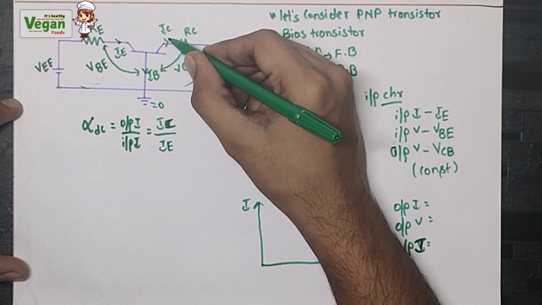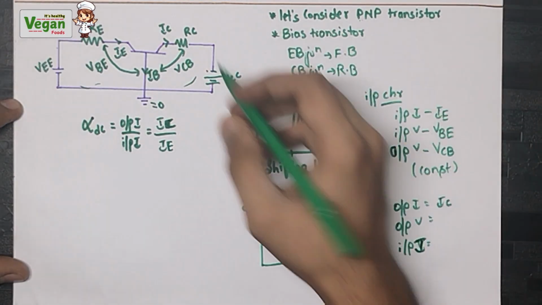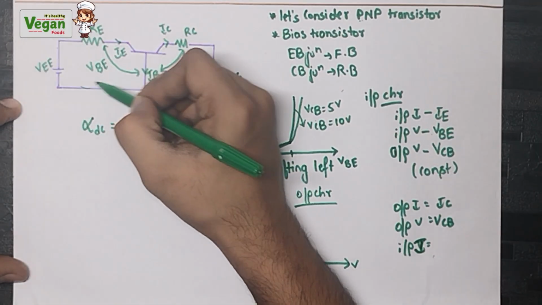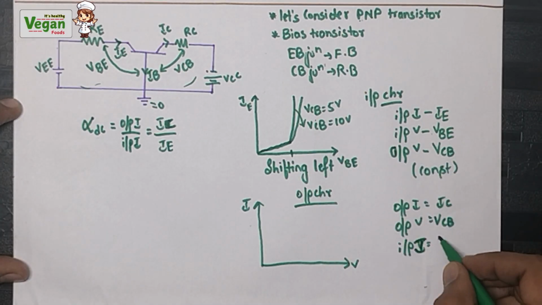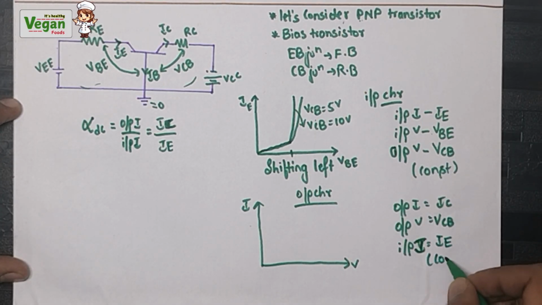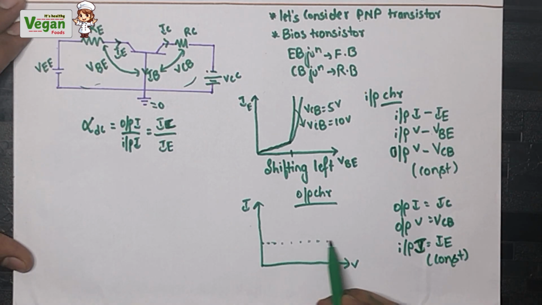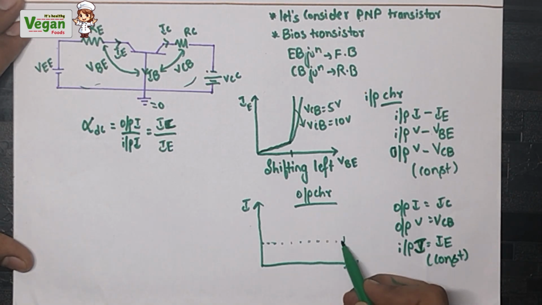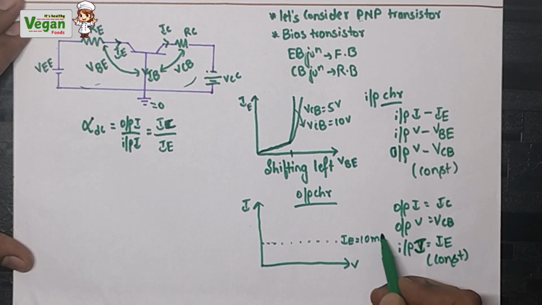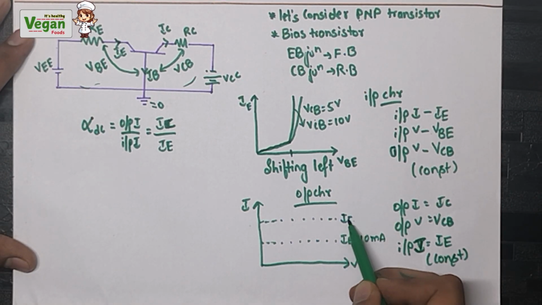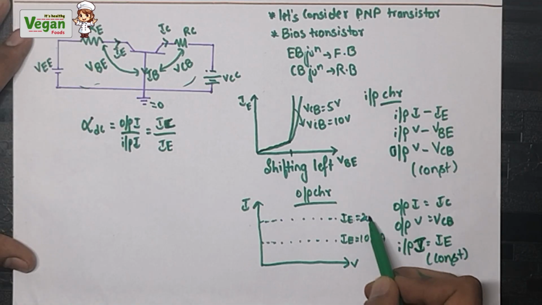So what is the output current? Output current means the right hand side. That is IC. Next, what is the output voltage? VCB. Next, input current. Input current means the left side. That is IE. So I must keep the IE value constant, as it is the input current. To plot the output characteristics graph, we must keep the input current constant. So IE is equal to 10 microampere. Next, another level of IE will be constant, with value equal to 20 milliampere.